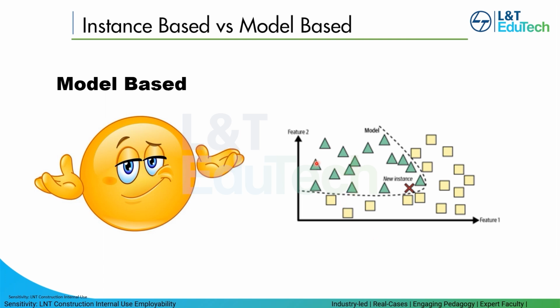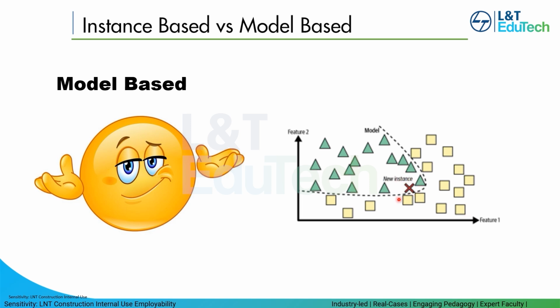Now look at this visual. We have triangles and squares as part of our training data. But this time the model has drawn a decision boundary, the dotted line. It separates one class from another when a new data point comes in. In this example, you can see a new instance, the red cross. The model doesn't compare it with every example or look for similar data points to make a prediction. Instead, it simply checks which side of the boundary it falls on and predicts the class. Now it falls within the boundary of triangle, so it will predict this as a triangle.